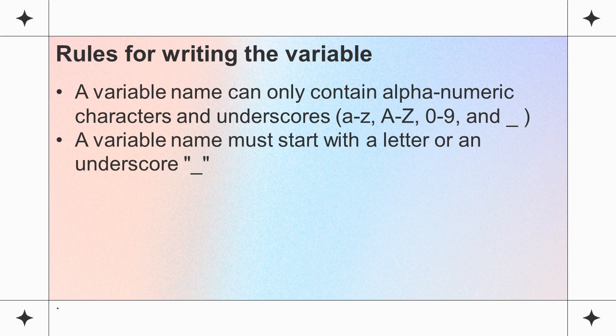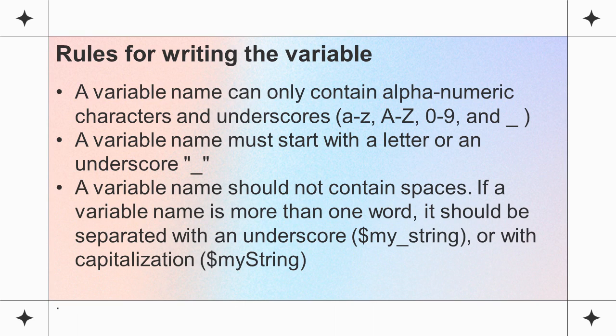A variable name must start with a letter or underscore. It never starts with a number. It can contain a number and alphabet both, but it always starts with a letter or underscore, never with a digit. Then the name should not contain a space.